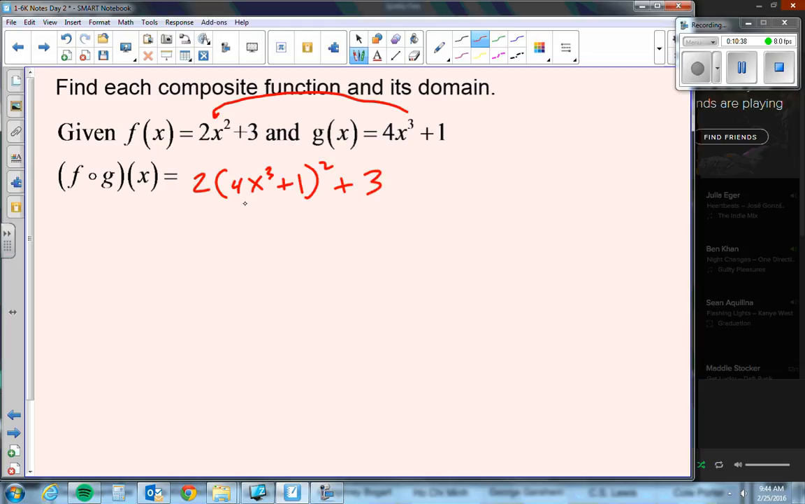This isn't too bad. That's 16 x to the power of what? 6. Yeah. If you multiply exponents, basically. Or if you do 4x cubed times itself, that's another way to realize that's the first term. And the middle term is what? 8x cubed, because you get 4x cubed doubled, and then plus 1.